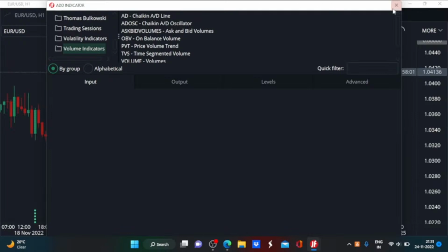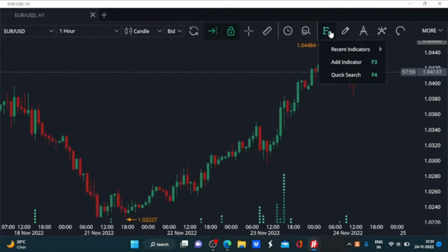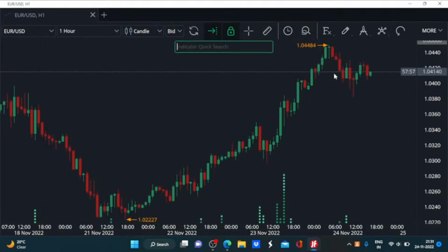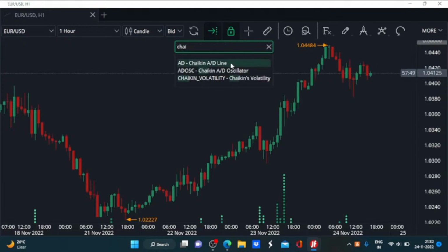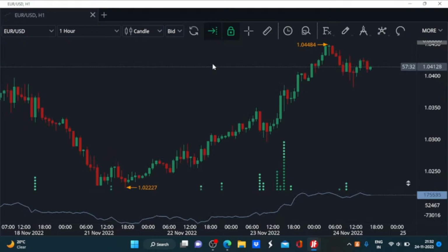Distribution Line. All right. Or if you don't want to take all these hassles, then we have got the option of quick search. Simply type in the name, Chai. All right, we got it. We have these three indicators developed by the same person, and these indicators are named after him. In one of the sessions earlier, we had also seen the uses of the Chaikin Volatility. Now it's the turn of the AD Line.